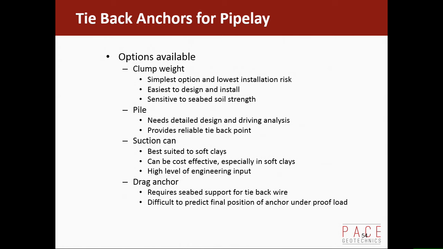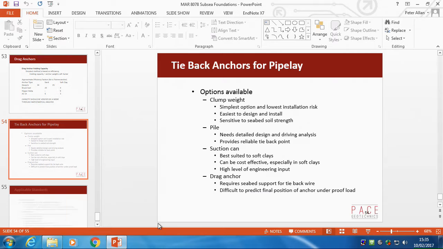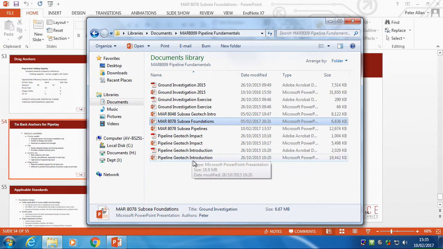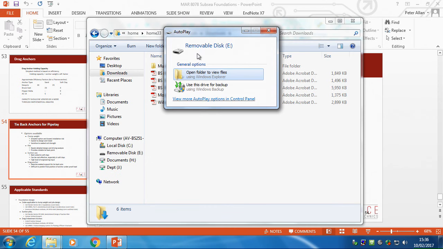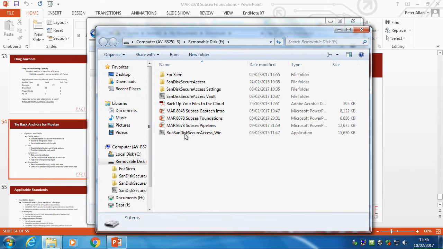What I usually do at this point is run through the code a little bit, if that's okay with you all. I think I've got it on the stick. I hope I have. I'm not sure that I have actually. Sorry, just give me a minute.